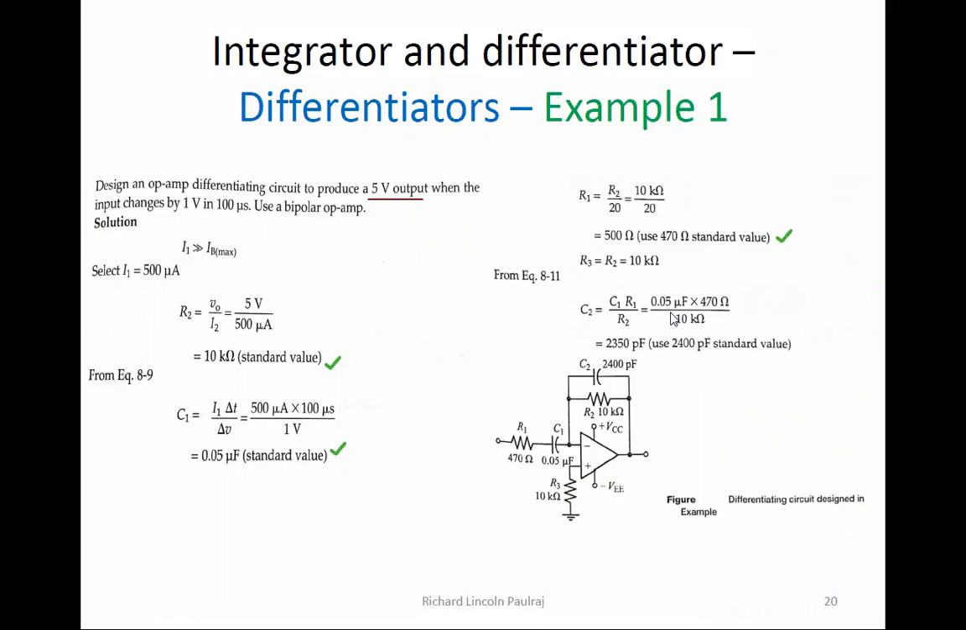So C1 we have the value here. R1, 20 divided by 20. So we are going to use the standard one, which is about 470. I'm taking that value, not the calculated value, because this is going to be a practical implementation. So 0.05 into 470 divided by R2. R2 was calculated as 10K. So that comes here. Please check, is it 2350 pico?